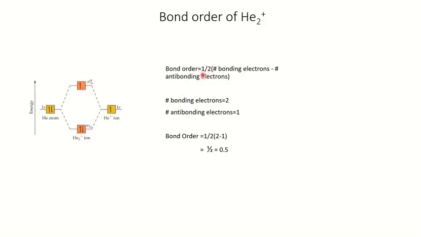So bond order is equal to half of number of bonding electrons minus number of anti-bonding electrons. So number of bonding electrons is 2. ബോണ്ടിങ് മോളിക്കുലാർ ഓർബിറ്റലിൽ 2 ഇലക്ട്രോണേ ഉള്ളൂ. നമ്പർ ഓഫ് ആന്റി ബോണ്ടിങ് ഇലക്ട്രോൺ ഇവിടെ 1 ഇലക്ട്രോൺ, ആന്റി ബോണ്ടിങ് മോളിക്കുലാർ ഓർബിറ്റലിൽ 1 ഇലക്ട്രോണേ ഉള്ളൂ. സോ ദാറ്റ് ഈസ് 1. So 2 minus 1, half of 2 minus 1 is half itself, that is 0.5. So there is a fractional bond order when we consider He2+ molecule. So this He2+ is stabler compared to He2, which has a bond order of 0.